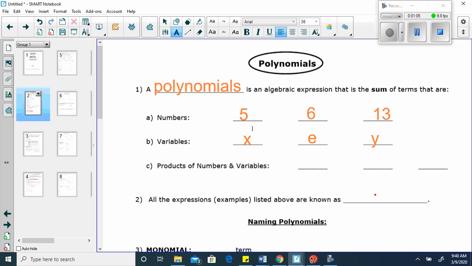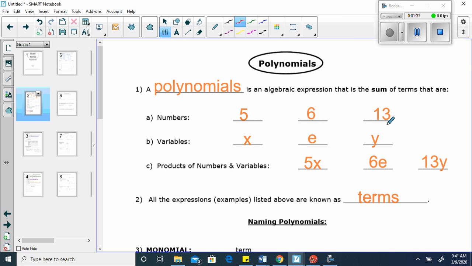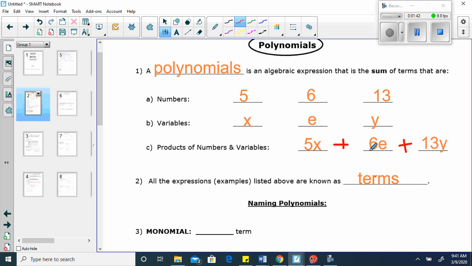So we're going to take the product of these numbers and these variables here. 5 times x is 5x, right? 6e and 13y. Now these individual pieces are called terms. So 5x is a term, 6e is a term, and 13y is a term. Eventually we're going to add these up to create a polynomial, but these are individual terms within the polynomial. Any questions on that?